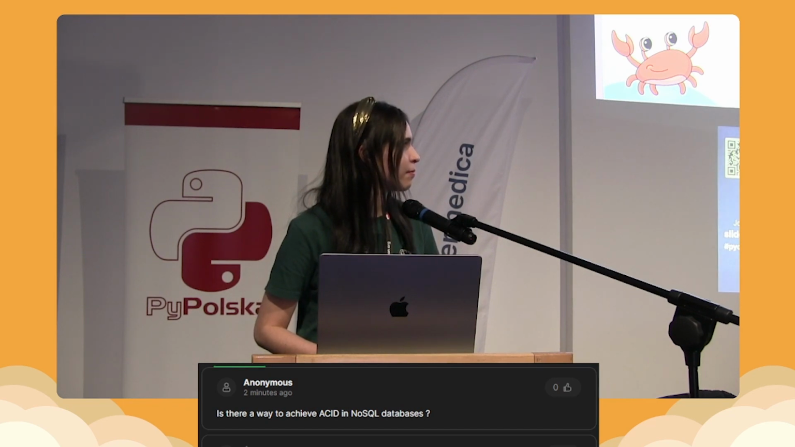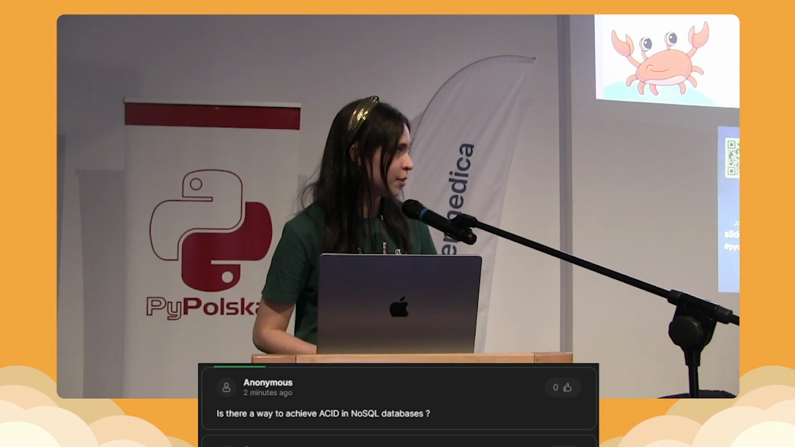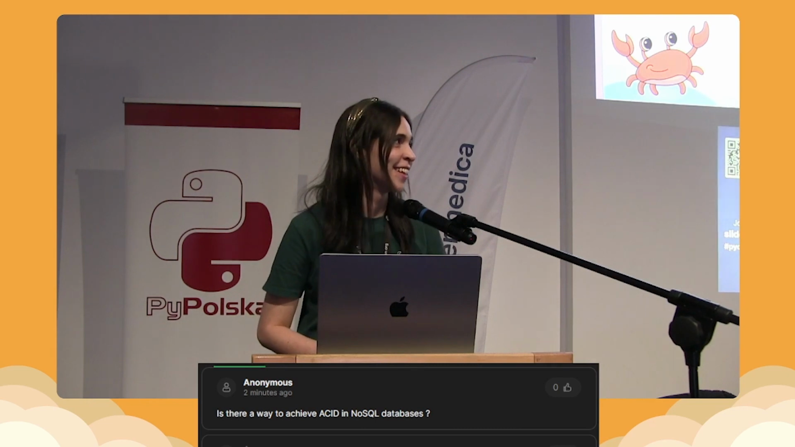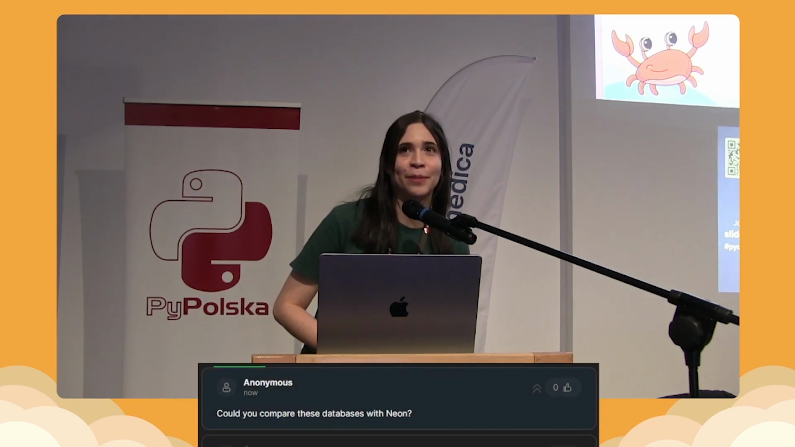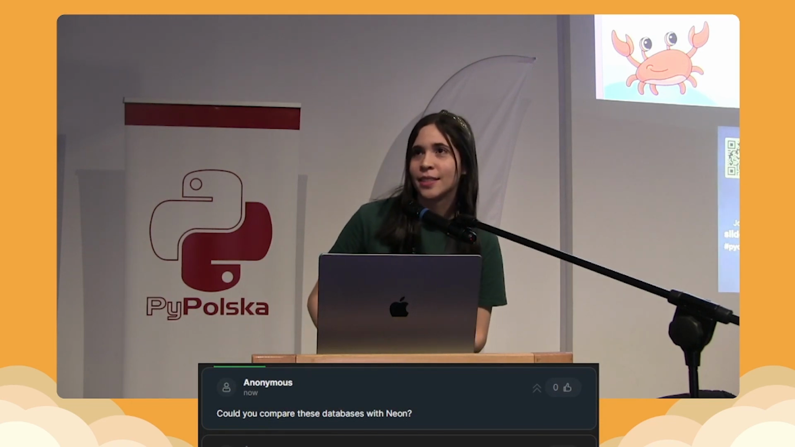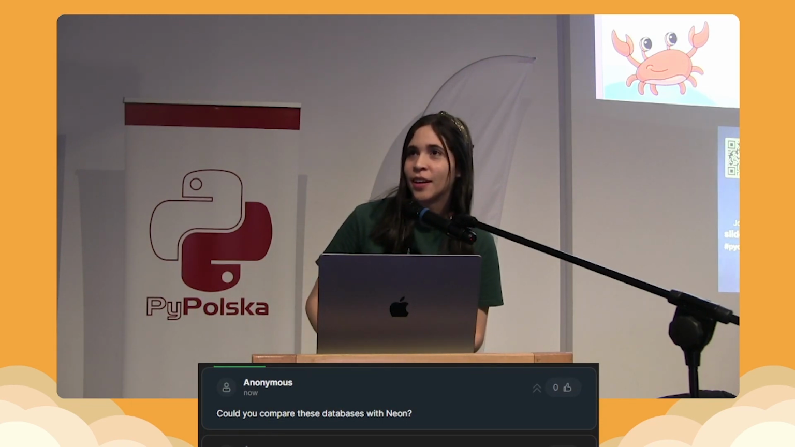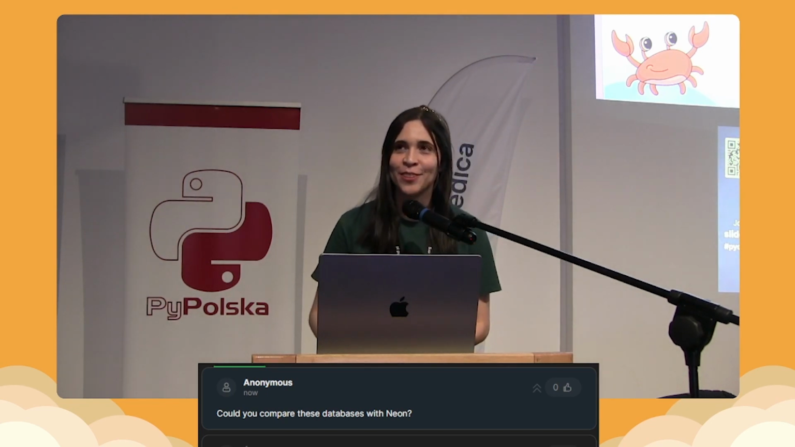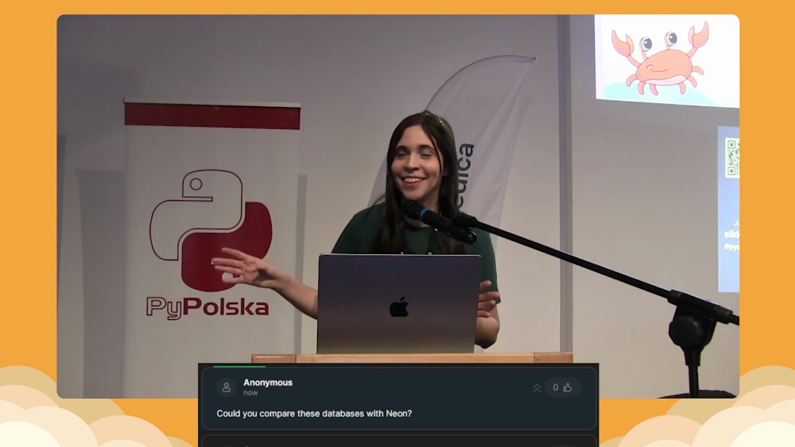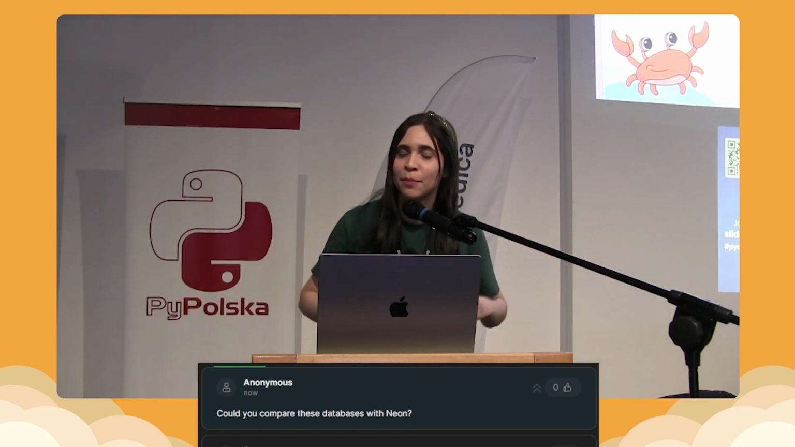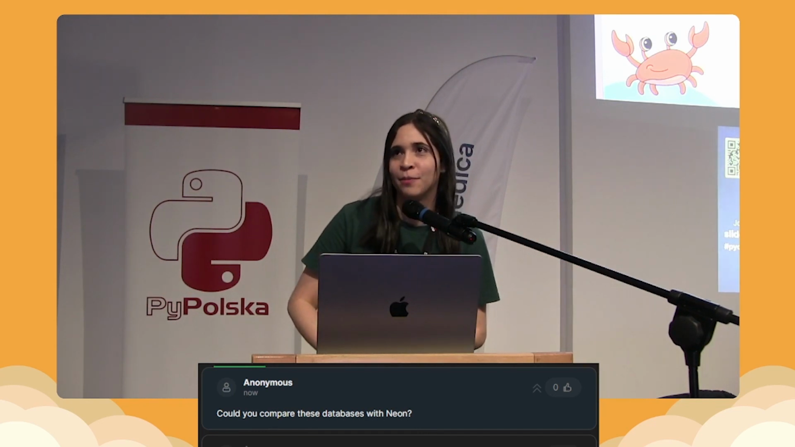Could you compare these databases with Neon? Neo4j, or? That's a question for the author of this question. But I don't know Neon database, so I wouldn't be able to compare. But what kind of database is Neon? I saw one of them, but I didn't want to put it here. It was multi-dimensional, the name was Multi, and it combined many database concepts together. Probably it's this one.